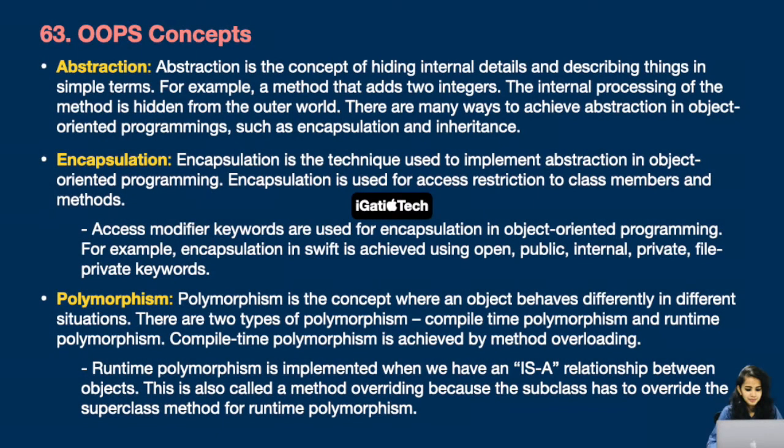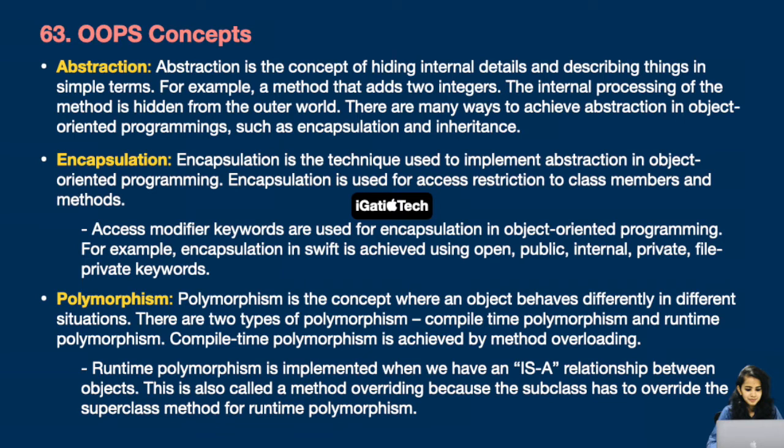Next question, question number 63, OOPS concepts. Let's see one by one. First one is abstraction. Abstraction is the concept of hiding internal details and describing things in simple terms. For example, a method that adds two integers, the internal processing of the method is hidden from the outer world. There are many ways to achieve this abstraction in object-oriented programming, such as encapsulation and inheritance.